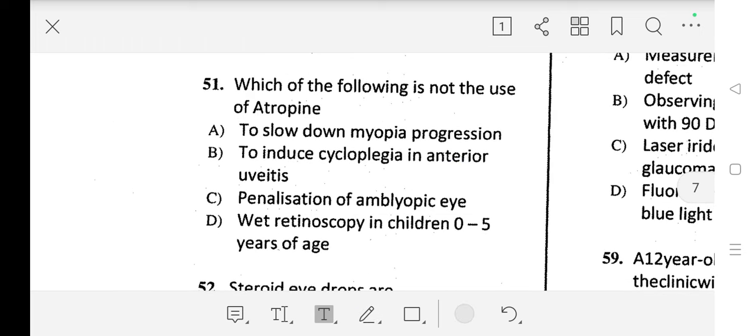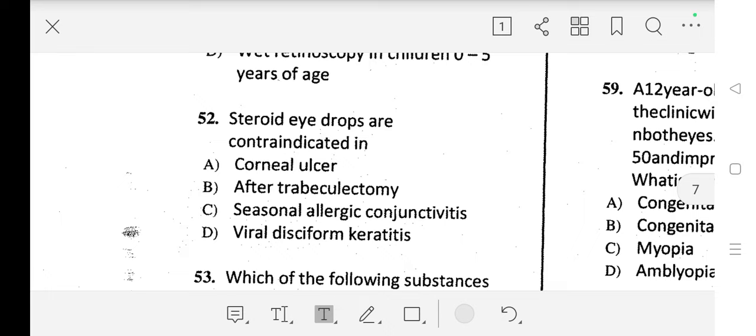Question number 51 is, which of the following is not the use of atropine? A part to slow down myopic progression, B part to induce cycloplegia in anterior uveitis, C part penalization of amblyopic eye, D part wet retinoscopy in children 0 to 5 years of age. Friends, our right answer is C part penalization of an amblyopic eye. Next question is, steroid eye drops are contraindicated in A part corneal ulcer, B part after trabeculectomy, C part seasonal allergic conjunctivitis, D part viral disciform keratitis. Our right answer is A part corneal ulcer.